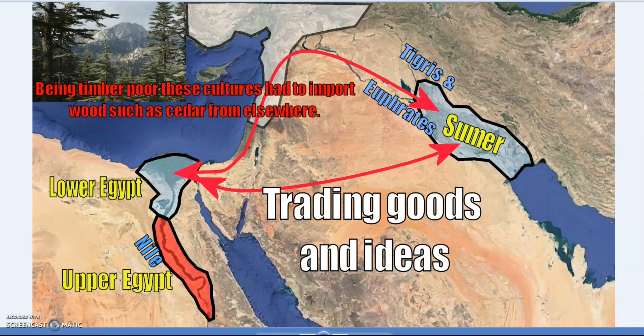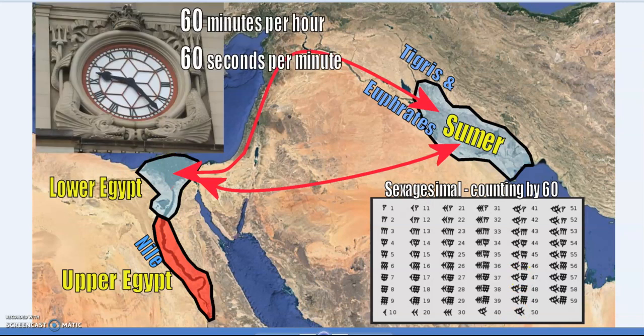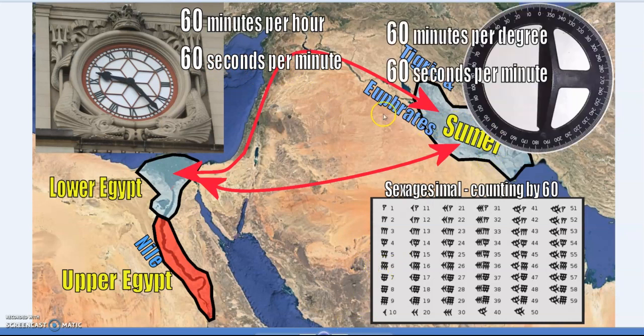But when you trade goods, you trade ideas. They had the same calendar. It's now more accepted that there was a trade of information, from the very earliest days of recorded Sumer and Egypt. And also the sexagesimal system of the Sumerians and Babylonians, they counted in groupings of 60. That still affects us now, because that's where the 60 minutes per hour, 60 seconds per minute on the clock, and the 360-degree compass, 60 minutes per degree or 60 seconds per minute of the compass come from. Now we do it in decimal, but that's how they used to measure angles.